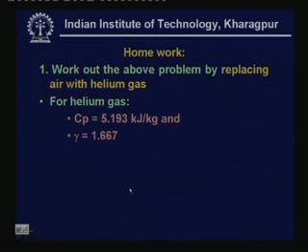Okay, the homework problem is like this. You work out the above problem just by replacing air with helium gas. Okay, so the rest of the data remains the same. All that you have to do is replace the working fluid with helium gas. And for helium gas the properties are like this. The specific heat Cp is given as 1.193 kilojoule per kg Kelvin, and the specific heat ratio is 1.667. Okay, I will give you the answers in the next class for this problem.